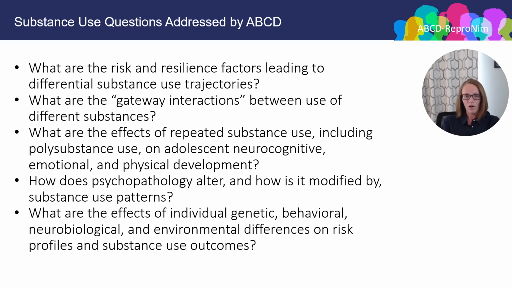How does psychopathology alter, and how is it modified by substance use patterns? Does it change dramatically? What are the effects of individual genetic, behavioral, neurobiological, and environmental differences on risk profiles and substance use outcomes? For these questions, we're hoping to use basically everything else you're learning about in ReproNim to answer that one, right? We've got the genetics, we've got all sorts of family history, hereditary information, we've got behavioral information, we've got neurobiological through neuroimaging, as well as all of our neurocognitive tests. We get all sorts of environmental information based on self-report and linked external data. So there's a lot to work with, a lot of really great information we're hoping to derive from this study.